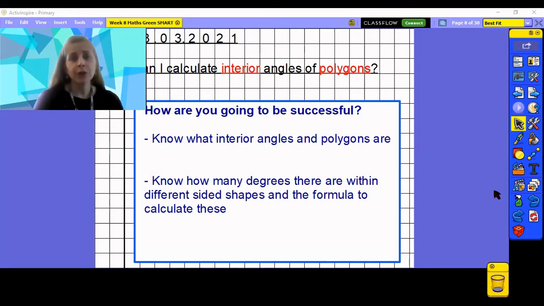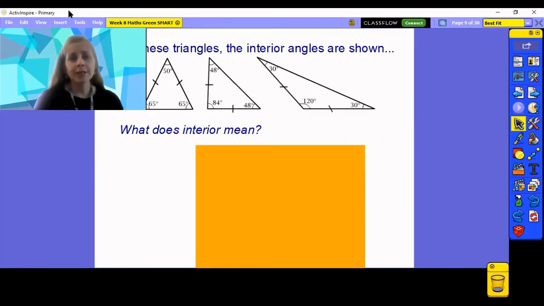So hopefully by this point you will have completed your arithmetic practice, and then you can go straight into the lesson and we will get on as soon as possible. So firstly, the question about this word interior angles.